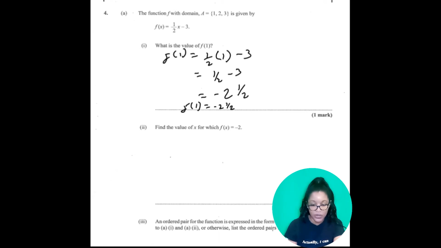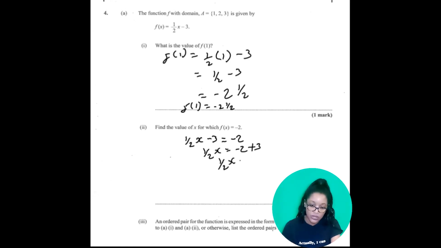Alright, so find the value of x for which f of x is equal to negative 2. f of x is a half x minus 3, and that's equal to negative 2. We find the value of x, so we make x the subject of the formula. Send negative 3 to the other side, so it turns to positive 3. So negative 2 plus 3 is equal to 1. So x is equal to 1 divided by a half, or 1 multiplied by 2. So x is equal to 2. Right, so that's the value of x.